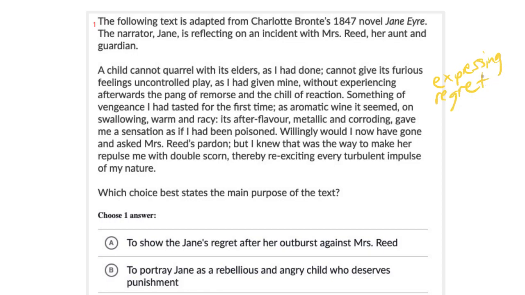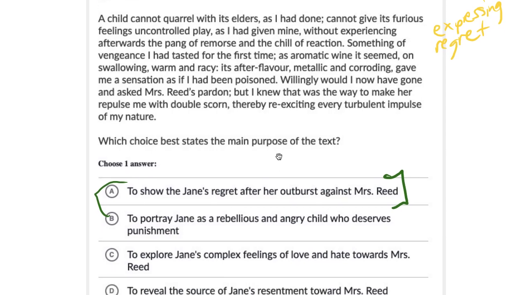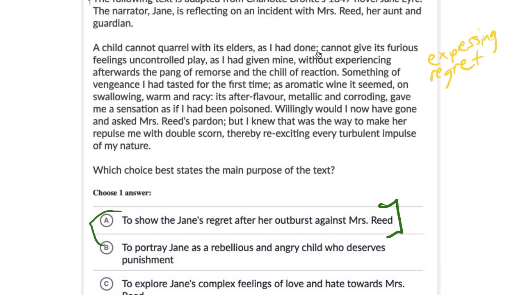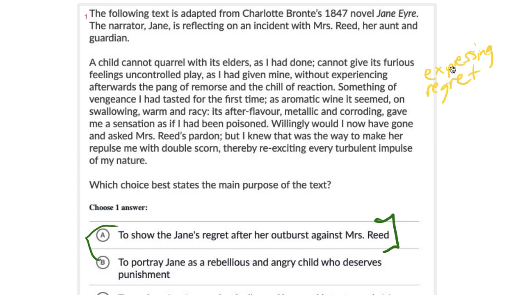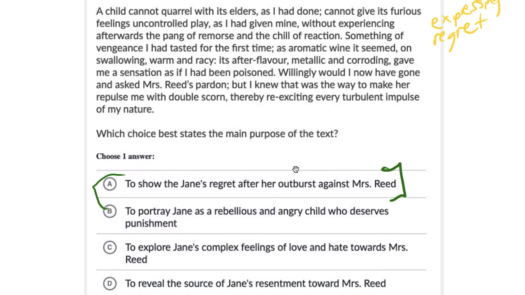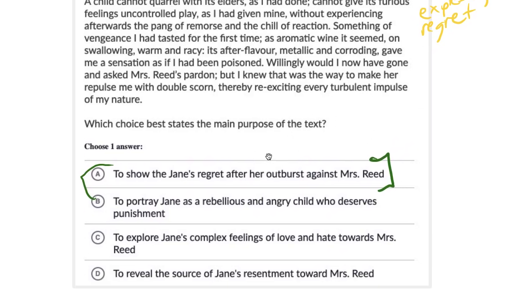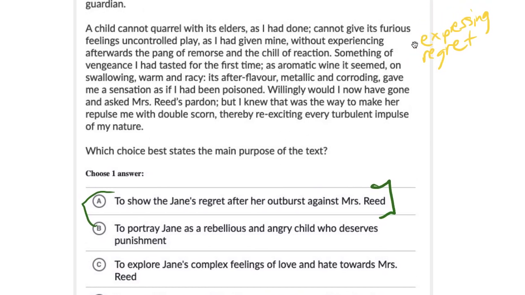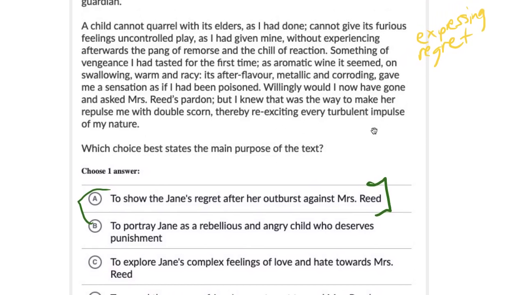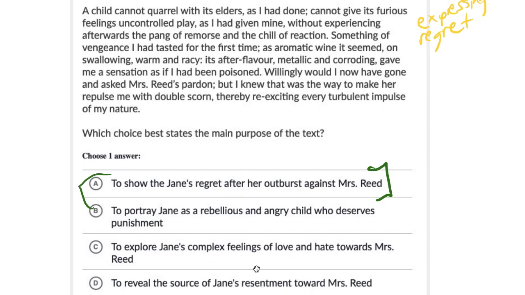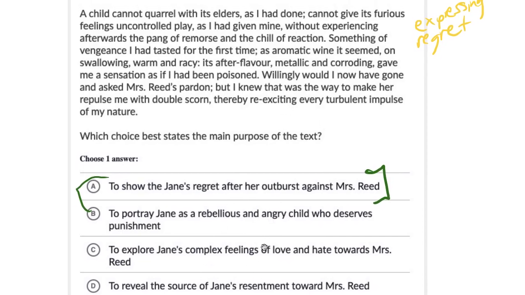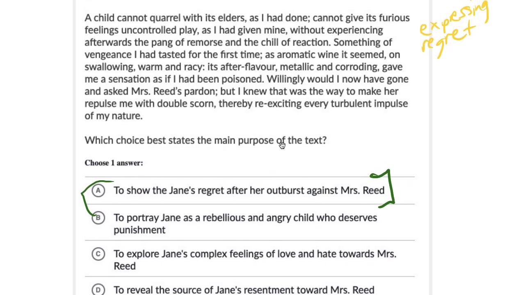And let me select a different color, let's go with green. Okay, expressing regret for her actions. And how about that with A, to show Jane's regret. And so always want to be thinking as we're reading, summarize it, and then go to the answer choices. If you don't want to write down your summary, that's okay. I know that it's not easy to write things down in the Blue Book app. You'd have to write it down on paper, and you probably want to save your paper for the math, or at least the more complex verbal questions.